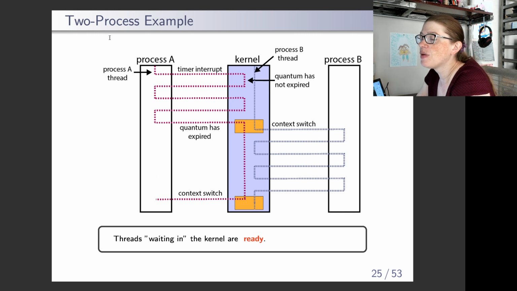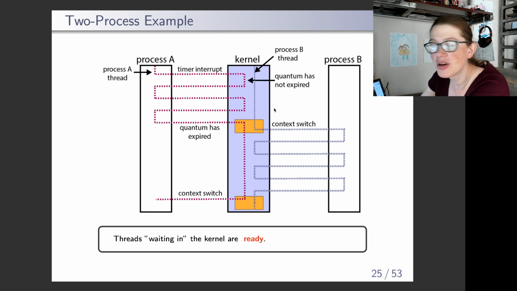So then what we're going to do is process A is running, process B is not running. In process A's thread, there's a timer interrupt. So we go into kernel mode, we check to see if the quantum has expired. It hasn't. So we go back to running. The timer goes off again.